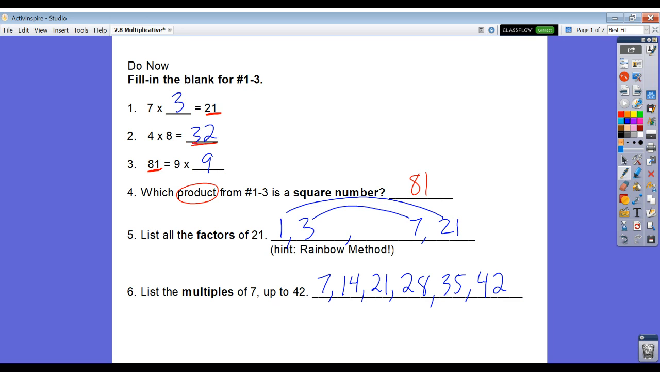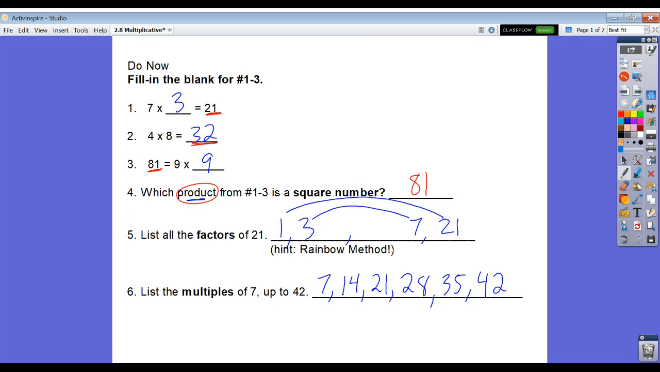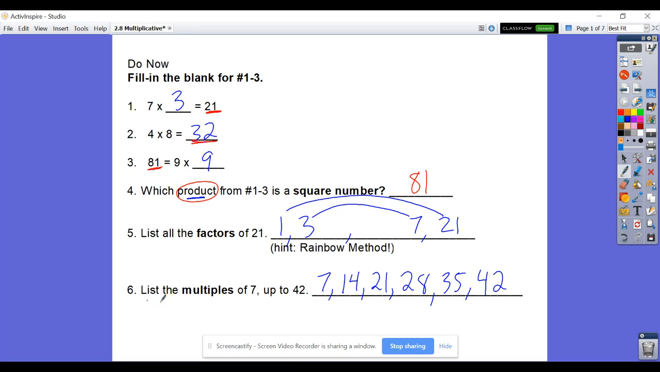You're back. Please check your work. Those first ones were some math facts. Number 4 was interesting. It said which product from numbers 1 through 3 is a square number. I thought it was interesting to have that math vocabulary, product. So you had to think of the answers to the facts you were doing. Your only choices were 81, 32, or 21, and we know it was 81 because it's 9 times 9, a number times itself, square number.